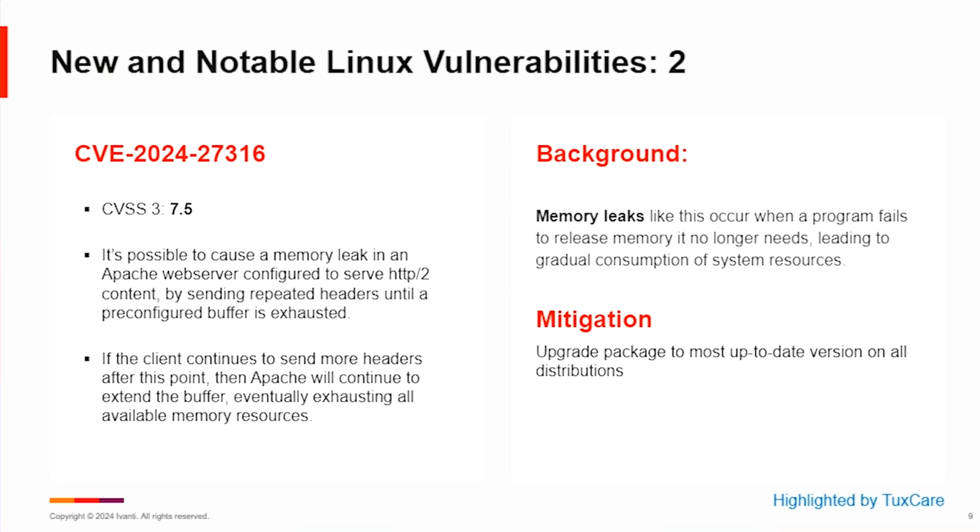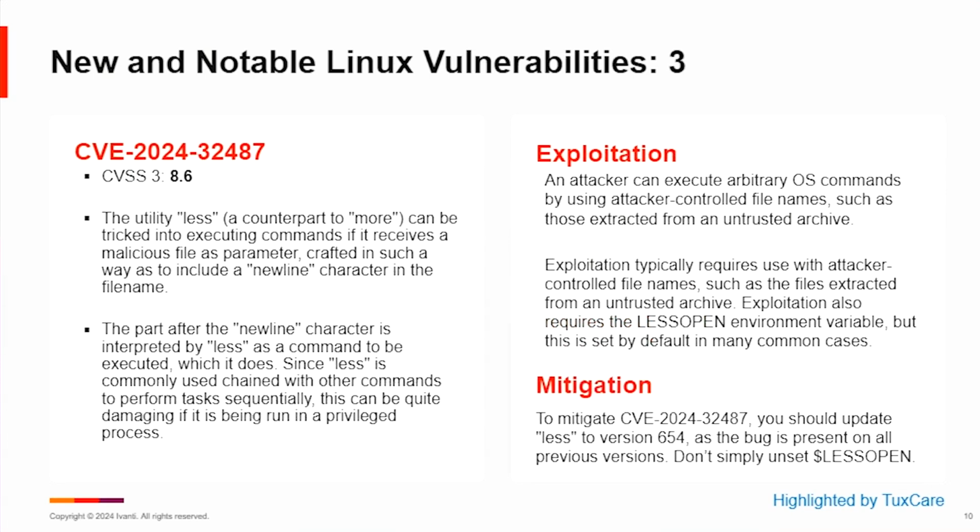Let's see. Next. CVE-2024-32487. The utility less, a counterpart to more. For those of you familiar with Linux, you'll probably understand that better than those just more on the Windows side. It can be tricked into executing commands if it receives a malicious file as a parameter, crafted in such a way to include a new line character in the file name. So that file name manipulation allows the attacker to exploit this vulnerability.